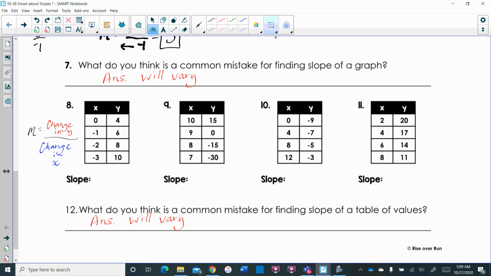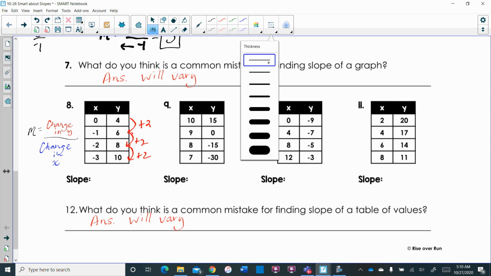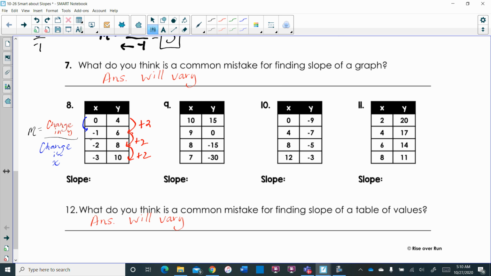Now, when we get to 8 through 11, we should be looking for the change in y compared to our change in x. So this is when we look to see how the numbers are changing. So I went from 4 to 6, so that's a +2. Again, it's +2. Each time it's changing +2. Now, if I look at my change in my x's, it went from 0 to -1, so that's -1.